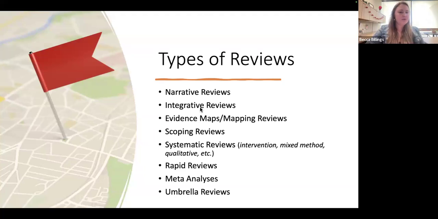But these are the reviews that we work with the most at Lister Hill, because our role is creating the search strategies to find all of the evidence depending on the scope of your project so that the researchers can then analyze it and synthesize that information to make their points in the research.